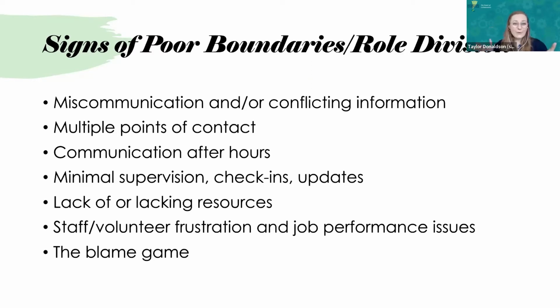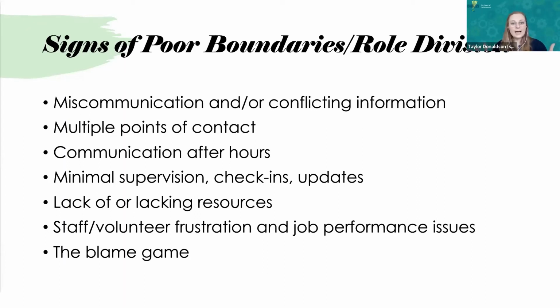Some signs to look out for, perhaps these are relevant in your organization, perhaps you are absolutely nailing it and these are not relevant at all, but signs of poor boundaries or role division might include miscommunication or conflicting communication, conflicting information. Well, one staff member told me to do this and now you're telling me to do something else. What am I supposed to do? That's a little difficult to assess as a volunteer.